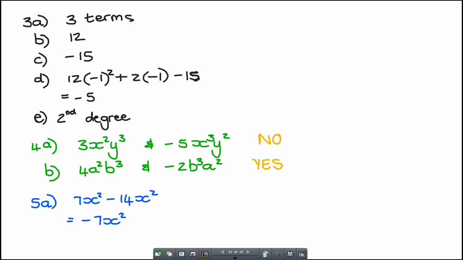Okay? Then at B, have a look. A to the power of 2. And what do we have here? A to the power of 2. Then B to the power of 3, B to the power of 3. So even though it's shuffled around a bit, it's still like terms. So therefore, yes.